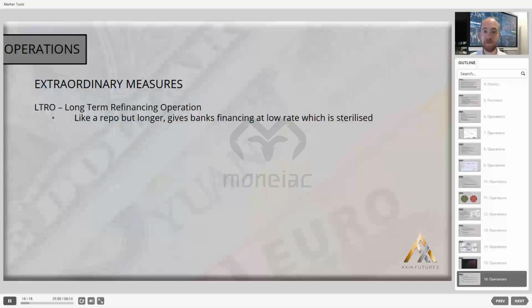Then, as with any other repos, this is sterilised, i.e. what happens is the central bank will buy the collateral off you, so hand you over money, with the premise that you will always pay this back. So that's what it means when you hear the word sterilised: there is always a secondary agreement that this will switch back over, as opposed to QE where it never does.